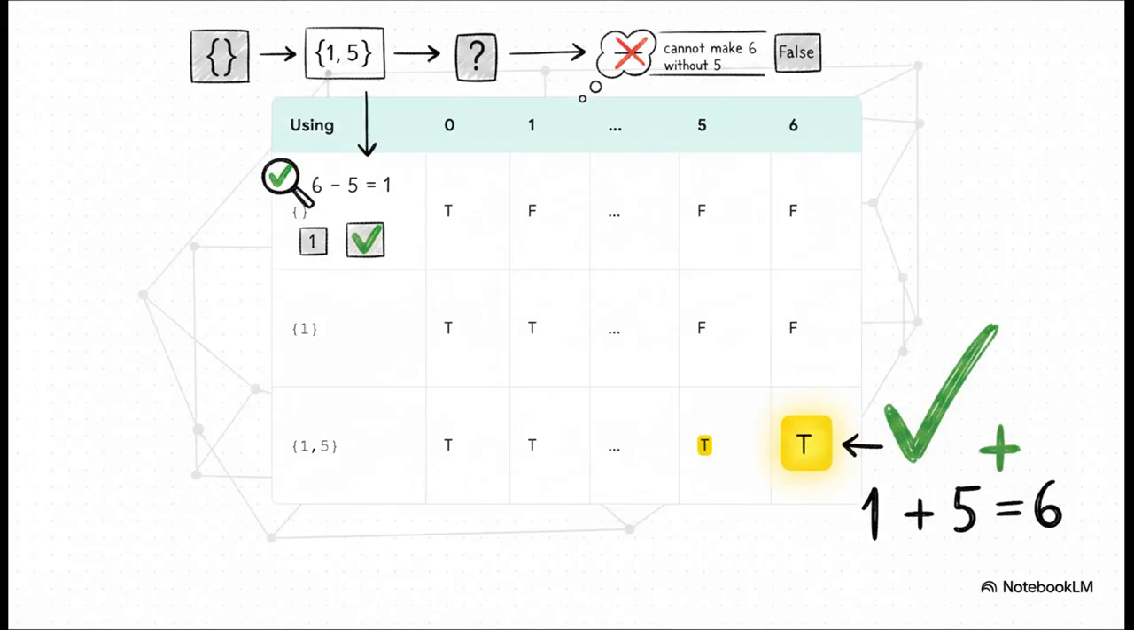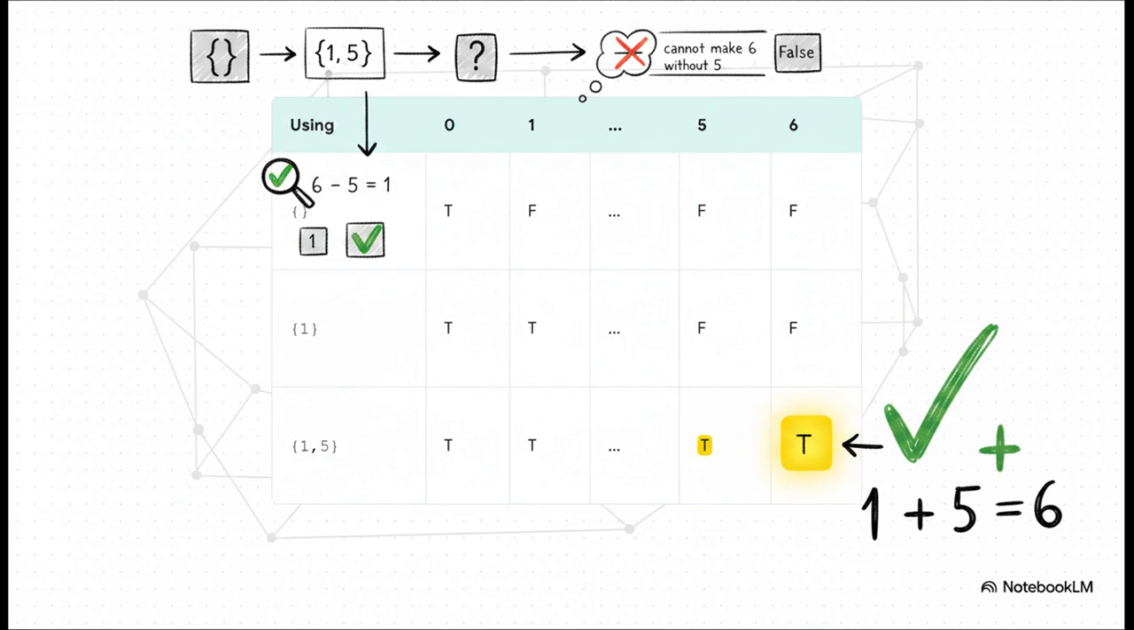And as that code runs, it just starts filling in the table. True, false, true, false. Let's just trace one real quick to see it in action. Let's say we're trying to figure out if we can make the sum of 6. And right now, we're allowed to use the numbers 1 and 5. Okay, so we ask ourselves our two questions. Question 1, can we make 6 without using the 5? Well, we look up one row, and nope, that's false. Okay, on to question 2. Can we make 6 by using the 5?